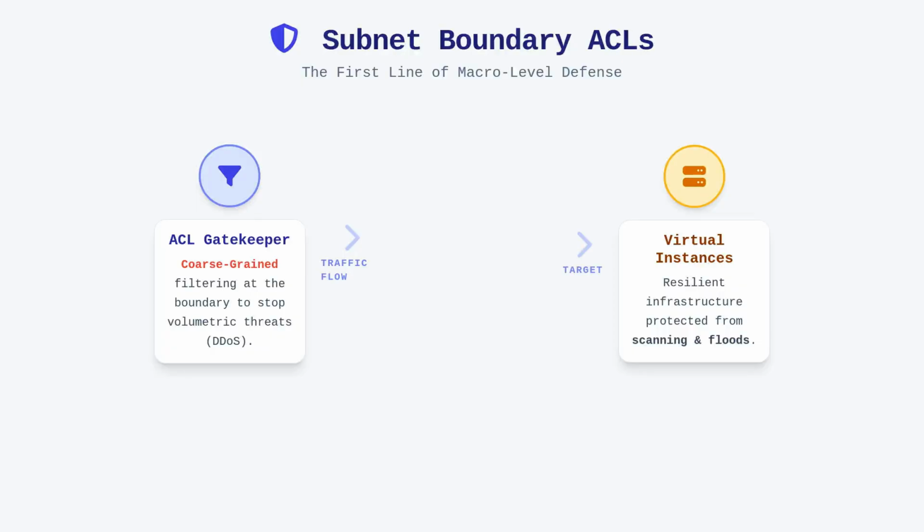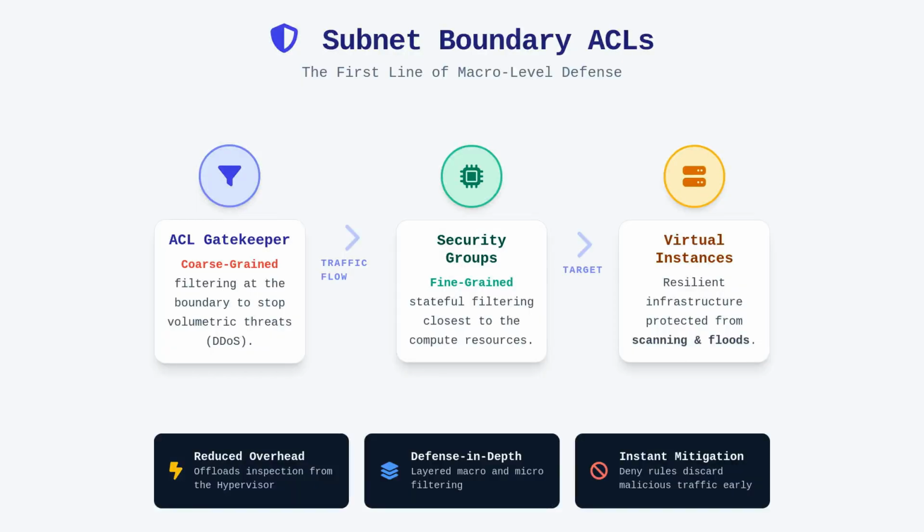This layered approach creates an efficient defense in-depth architecture where the ACL acts as the coarse-grained gatekeeper, while stateful security groups perform fine-grained filtering closer to the compute resources. By offloading the initial packet inspection to the subnet boundary, you reduce the processing overhead on the virtual interface of the underlying hypervisor. This combined deployment strategy ensures that your cloud infrastructure remains resilient, predictable, and protected against both external scanning and large-scale packet floods.